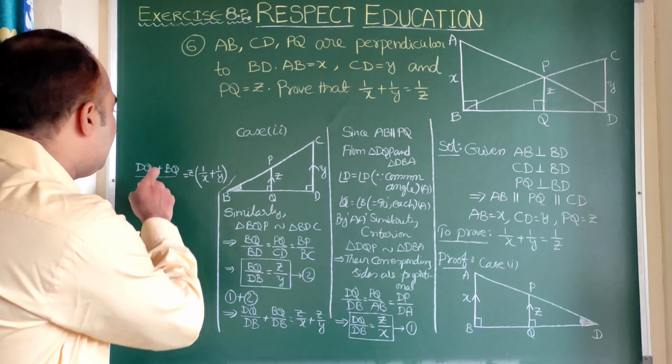Now let us see the next question, that is question number 7. A flagpole 4 meter tall casts a 6 meter shadow. At the same time, a nearby building casts a shadow of 24 meter. Now the question is, how tall is the building? Now here let us start solving this problem.